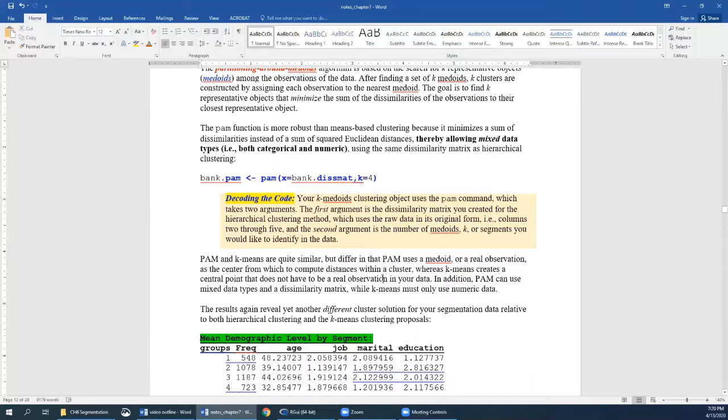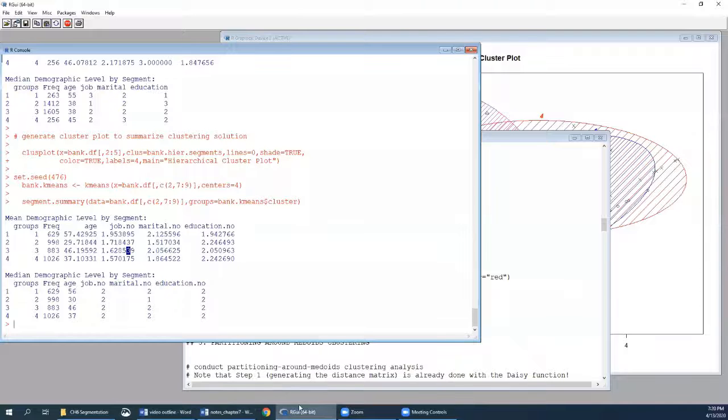PAM uses a central point, that medoid, that's a real observation in your data, whereas k-means makes up a central point, that's the centroid, in the center of your cluster, around which the cluster is formed based on distances from that point. The other key difference is that with PAM you can use mixed data types, categorical and numeric, and it can use that dissimilarity matrix like we used in hierarchical clustering, but with k-means you have to use numeric data only.